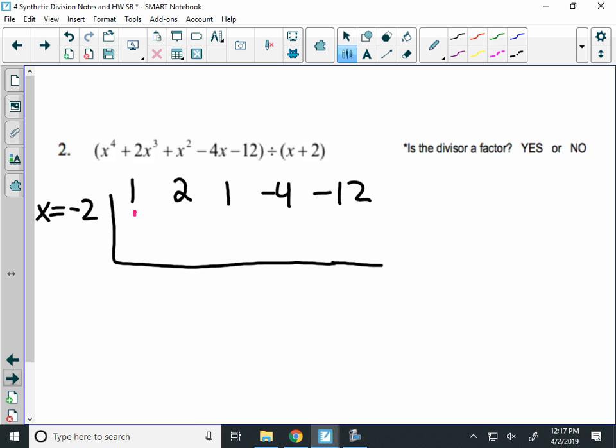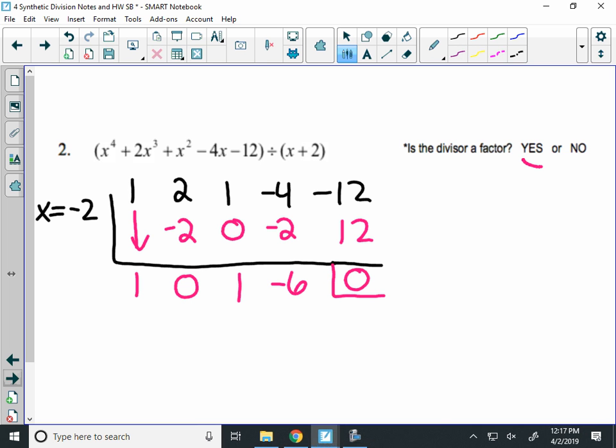Okay, this time I bring down a 1. 1 times negative 2 is negative 2. When I add those up, what do I get? 0. 0 times negative 2 is 0. And I add and get 1. 1 times negative 2 is negative 2. I get a negative 6 here. And negative 6 times negative 2 is 12. When I add them, what's my remainder? 0.